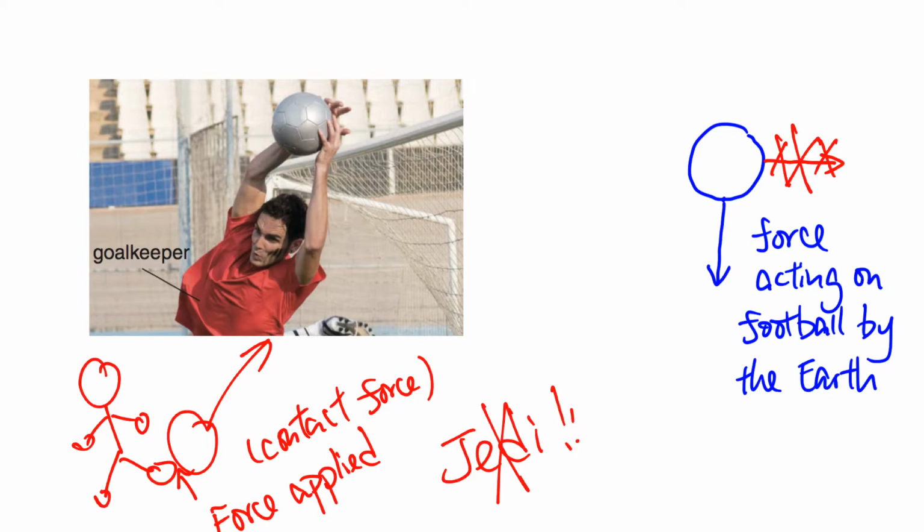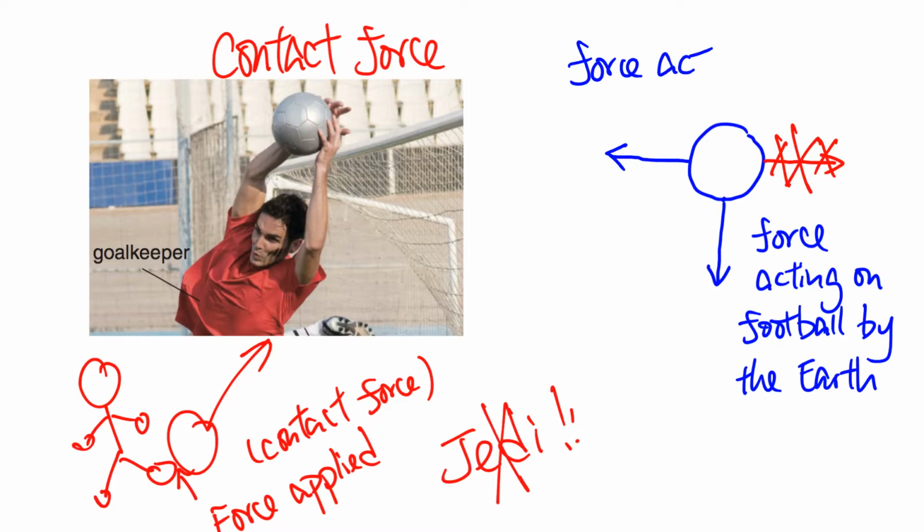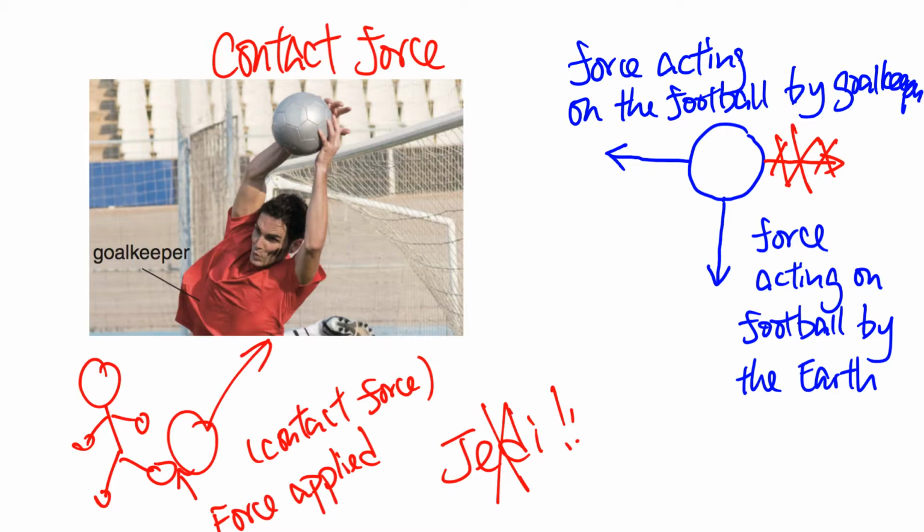But right here, the goalkeeper is applying a contact force on the football. The football is trying to move in this direction. The goalkeeper doesn't want it to move this way, so the goalkeeper is applying a force opposite to it. So there should be a contact force acting on the ball in this direction. This is the force acting on the football by the goalkeeper. So this is the free body diagram of this football.